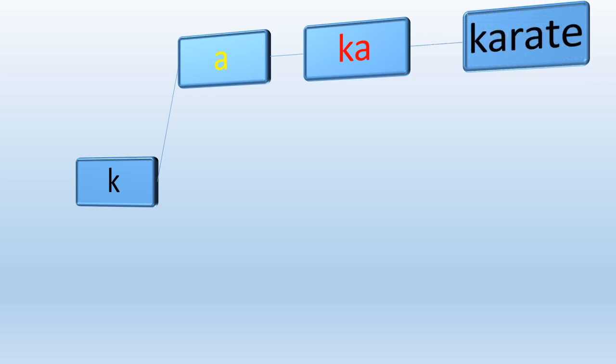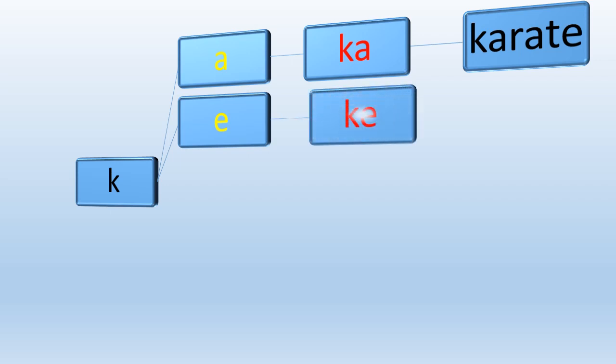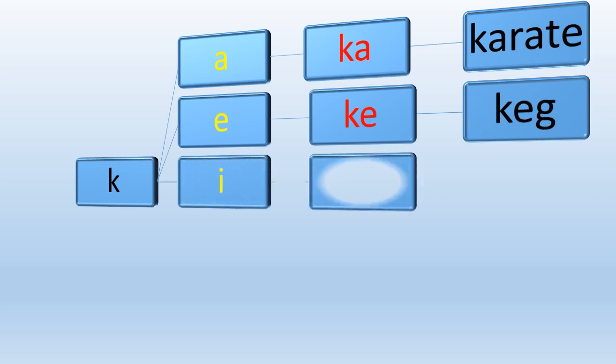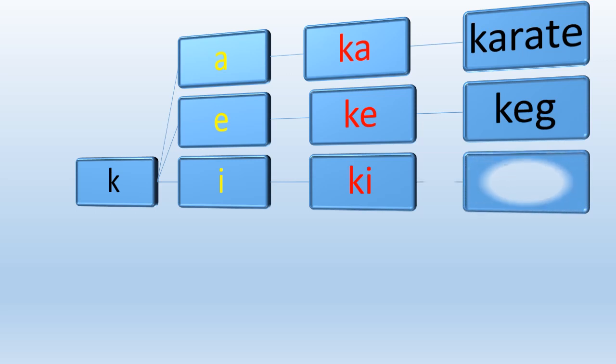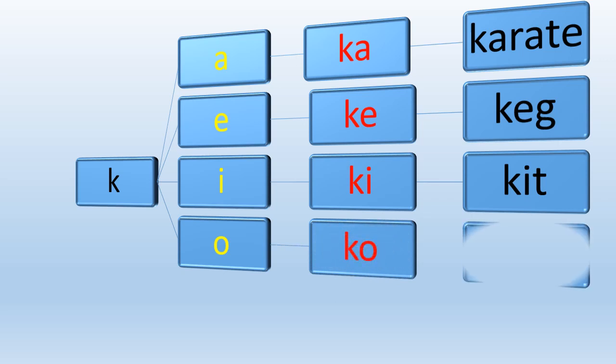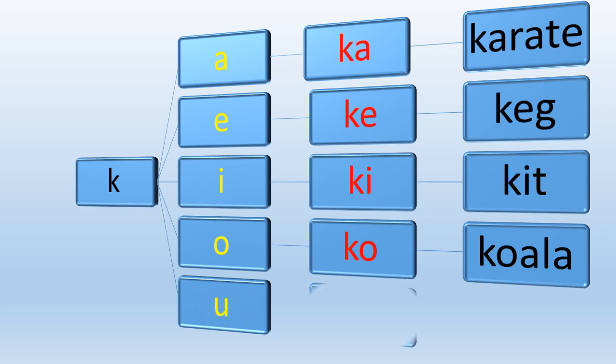The next letter is K. K, A, K, as in karate. K, E, K, as in keg. K, I, ki, as in kit. K, O, ko, as in cola. K, U, k.